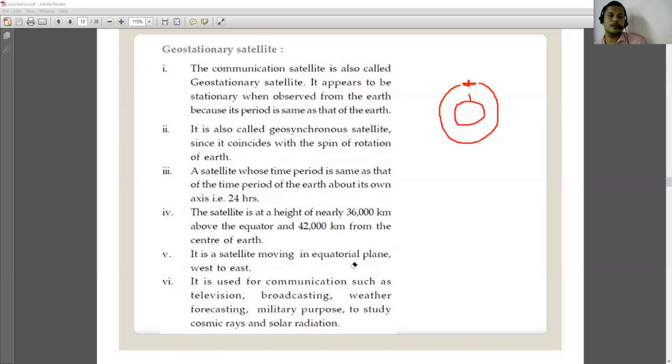It is a satellite moving in equatorial plane west to east. It is used for different purposes. We are using this for communication, such as television broadcasting, then for weather forecasting, military purpose, then to study natural phenomena like cosmic rays, solar radiation, etc. So we can use this geostationary satellite for different applications. For that, we have to understand what is meant by this gravitational field. Then and only then we can set this successfully to the required orbit.